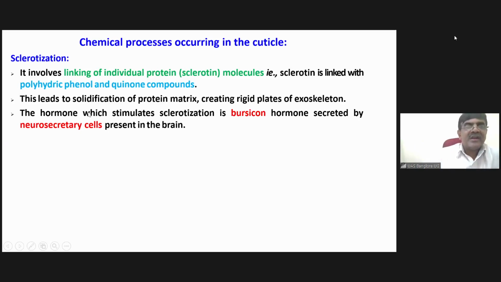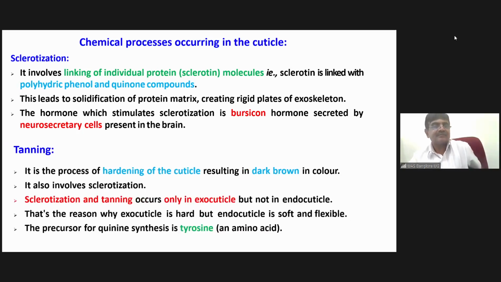And the hormone that stimulates sclerotization is called bursicon. This bursicon is secreted by the neurosecretory cells.